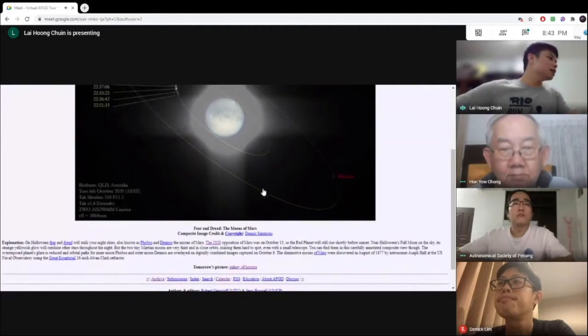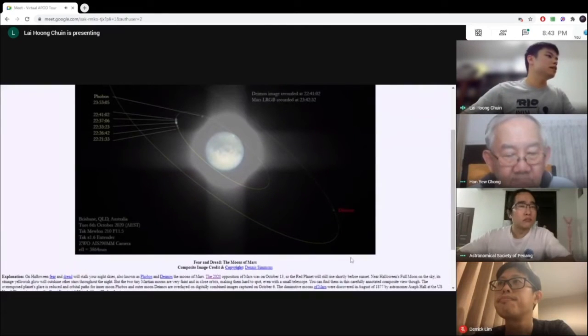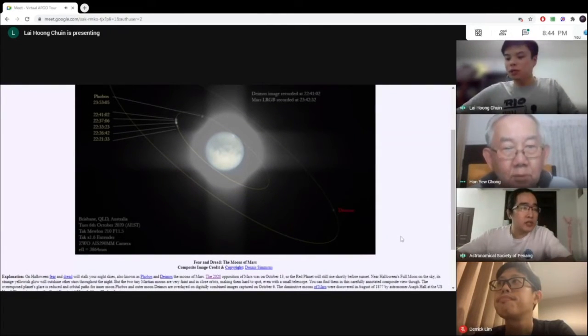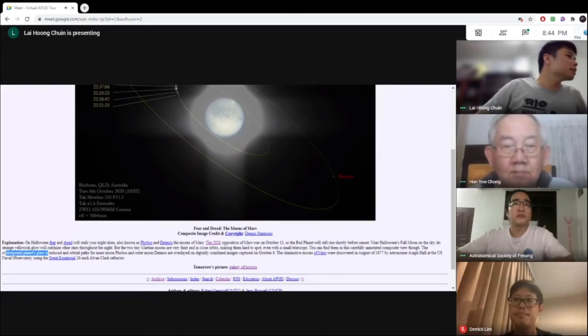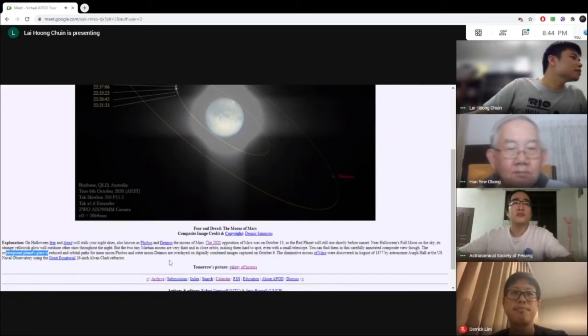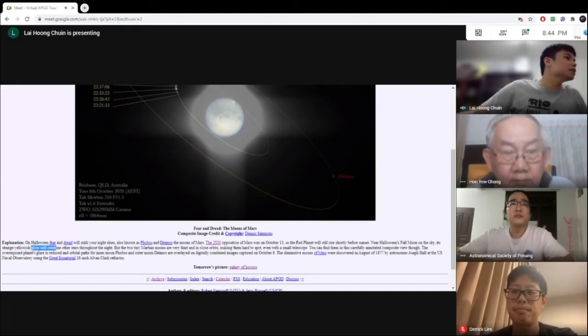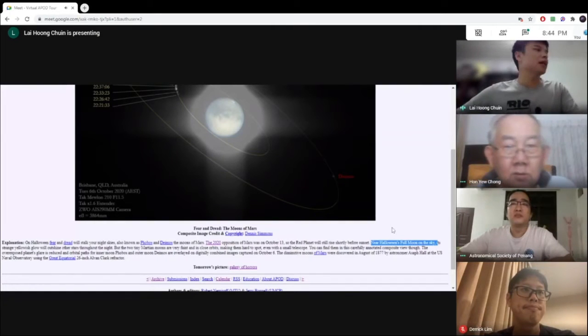The caption below it says the full moon is almost the full moon. Full day past full moons. Overexposed planet's glare reduces the orbit. Sorry, where is it? I read this. The yellowish glow outshines other stars throughout the night. Okay, because it's a near Halloween full moon on the sky. So maybe I matched a bit.